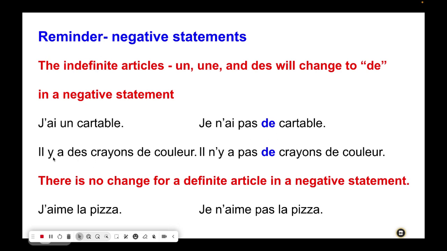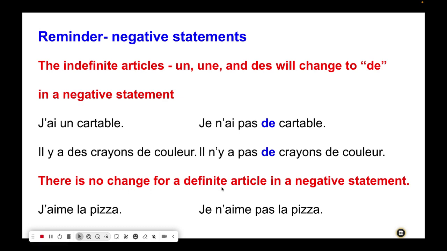And then next one, il y a des crayons de couleur. There are colored pencils. And then if you want to say there are no colored pencils, you will say il n'y a pas de crayons de couleur. So un, you change it to de, and des, you change it to de when you're doing the negative form. And we are going to see this more next year. So this one, when it comes to the negative form, is just an introduction, but we are going to practice it more this year and next year.